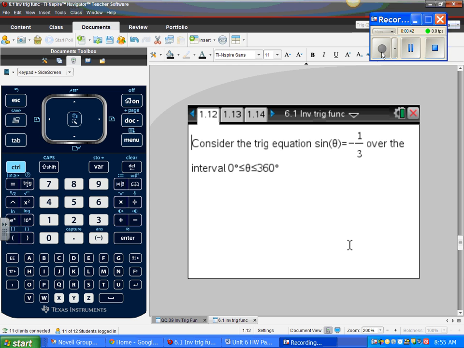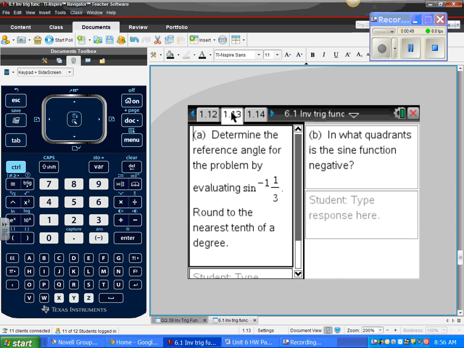Find the answers in each of the quadrants depending on where our answers might lie, okay? So, first thing we're going to do is determine the reference angle. We're going to determine the reference angle by taking the inverse of the value that it's equal to.